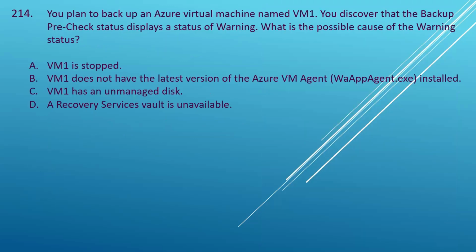This is question number 214. You plan to back up an Azure virtual machine named VM1. You discover that the backup pre-check status displays a status of warning. What is the possible cause of the warning status? Your options are: VM1 is stopped; VM1 does not have the latest version of the Azure VM agent, which is WAAppAgent.exe, installed; VM1 has an unmanaged disk; a recovery services vault is unavailable.